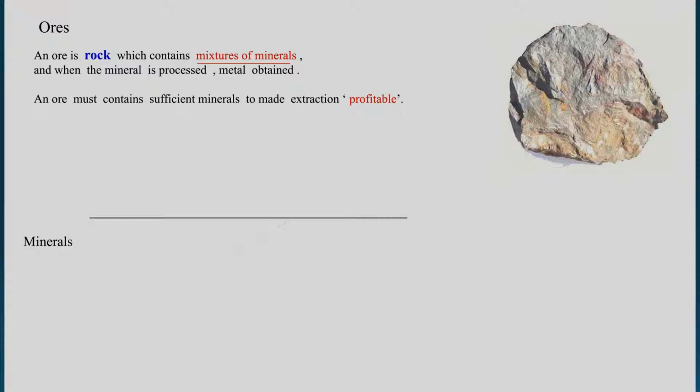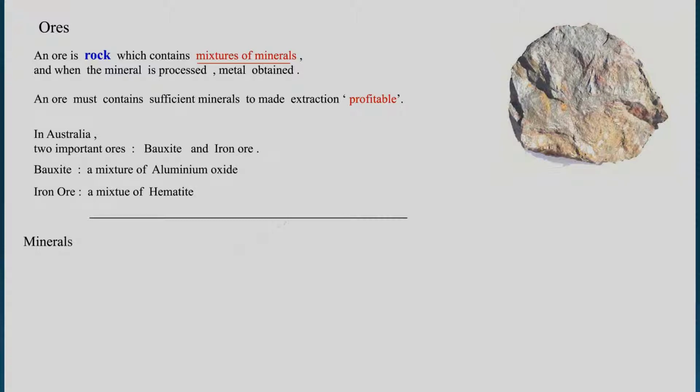So ores must have enough percentage of mineral to be called an ore. If the content of metal is too low, we don't call it an ore. You must have a sufficient percentage of mineral in it, which is profitable to extract, and we call it an ore. Australia has two important ores, bauxite and iron ore. Bauxite is an aluminium oxide mixture. Iron ore is a mixture of hematite.